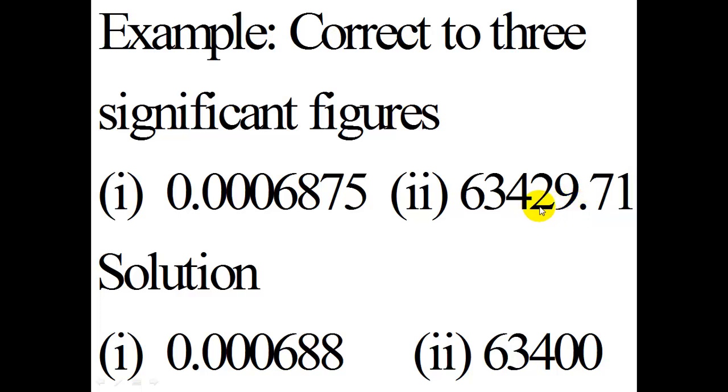So both the 2 and the 9 are given the digit 0 after counting our significant figures. Take note that the 0.71, these are all given zeros, but the zeros after the decimal point do not matter. They don't count. And therefore, after giving 2 and 9 zeros, we ignore the 0.71. And so that is how come we have 6, 3, 4, 0, 0.